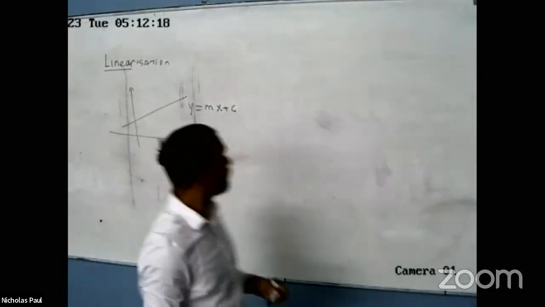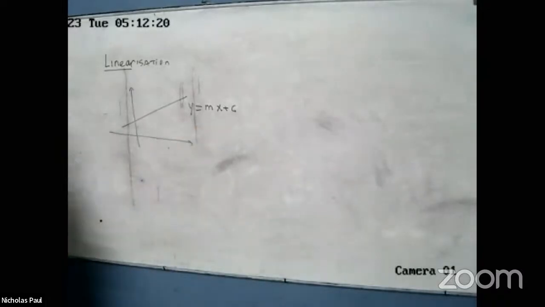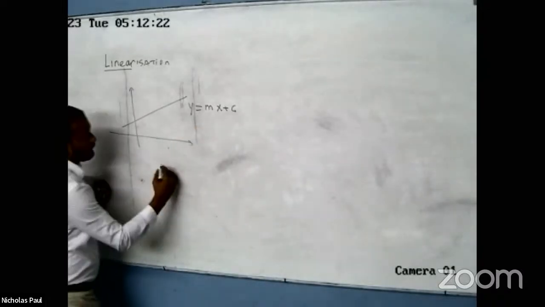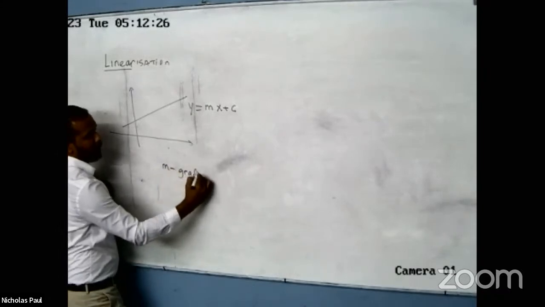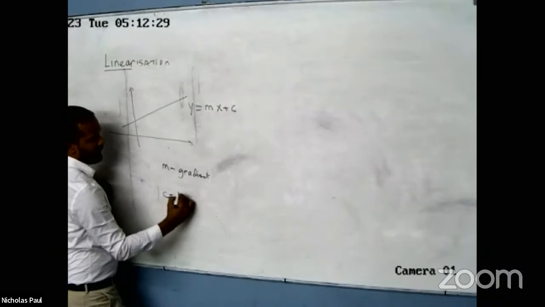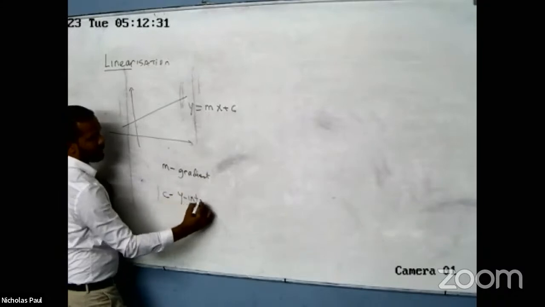Please remember, m is gradient, c is y intercept, right? Just a quick reminder. m is gradient, and c is your y intercept.